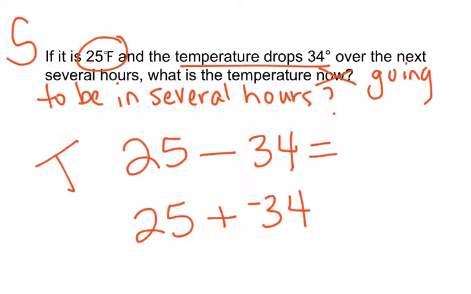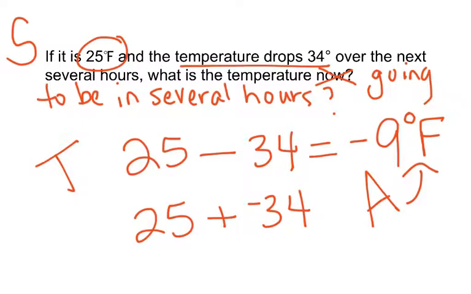Either one of these you put in a calculator because we are using those. 25 minus 34 is negative 9 degrees Fahrenheit. So after several hours, the temperature now is 25 degrees. It's going to drop 34 over the next several hours. What's the temperature going to be? We answered the problem right here with our negative 9 degrees Fahrenheit.